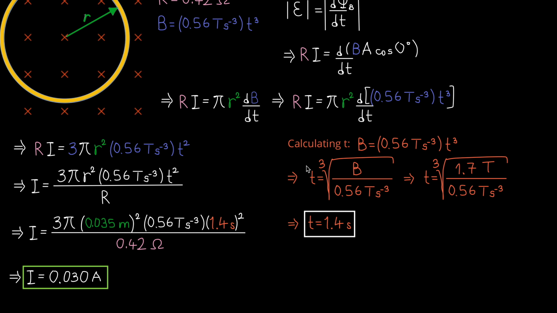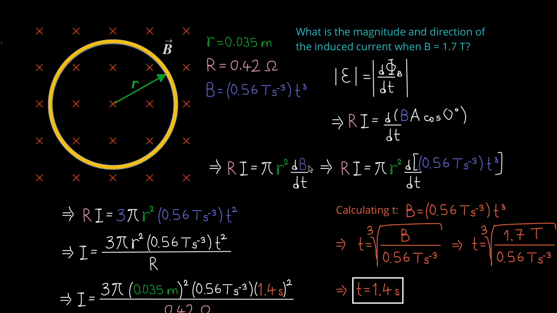Now let's determine the direction of the induced current using Lenz's law. The magnetic field is pointing into the page and increasing, so the magnetic flux into the page is increasing. The response of the loop will be to oppose this change. Because the flux is increasing, the loop will create a magnetic field in the opposite direction, and that's the direction of the induced magnetic field. So the induced field is pointing out of the page.